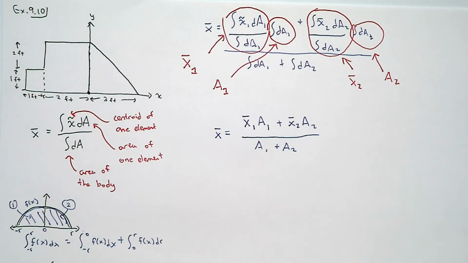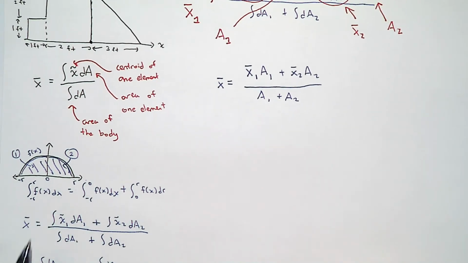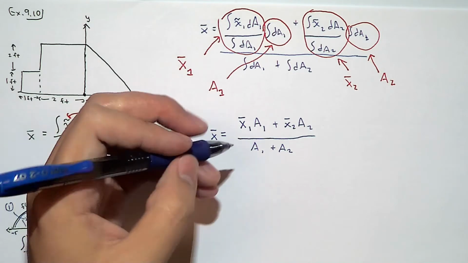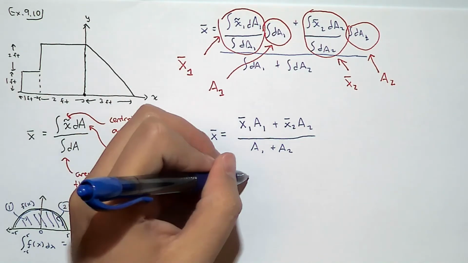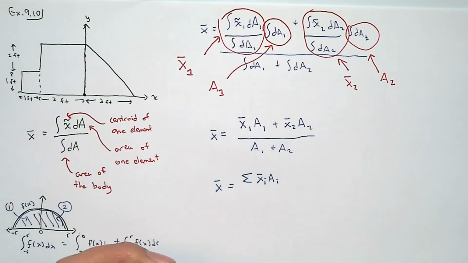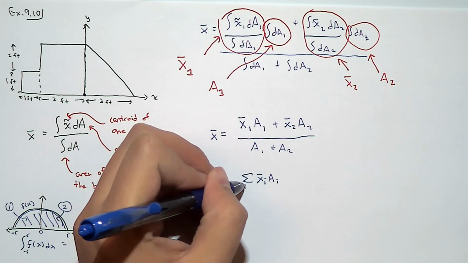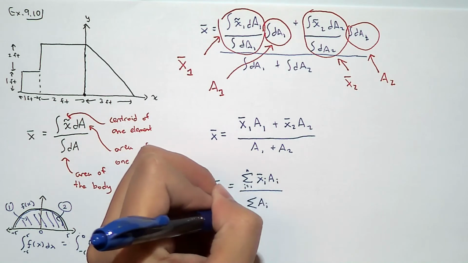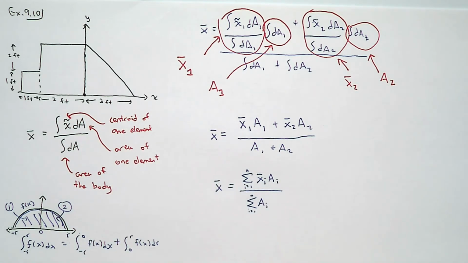Now, of course, that was if we wanted to divide our element into two segments. However, notice that we can divide this expression into as many terms as we want. We can integrate from here to here, here to here, and have as many segments as we want. So a more general way of writing this would be that the centroid can be found by taking the sum of the product of the centroids times the areas of each segment, from i equals 1 to n, over the sum of the areas of each segment.